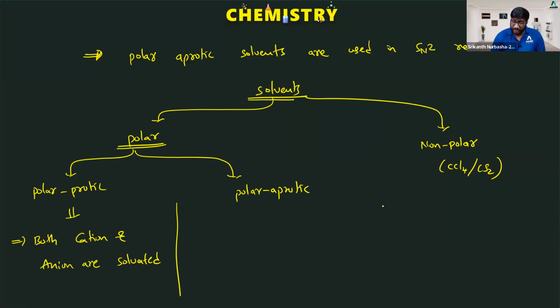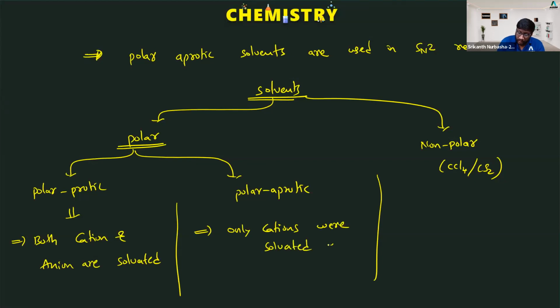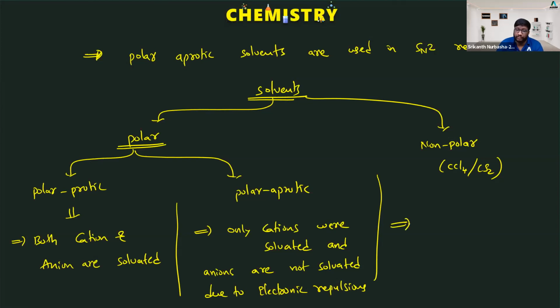The reasons we are going to study, first write down this. Polar protic means both cation and anion are going to be solvated. Polar aprotic means only cations are solvated, and anions are not solvated, due to electronic repulsions. Non-polar solvents: neither cations nor anions are solvated.